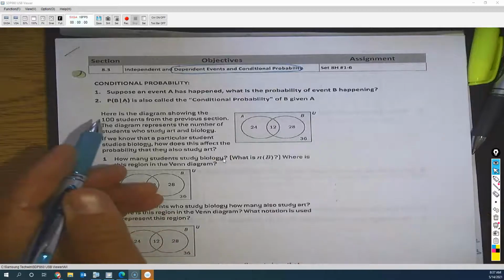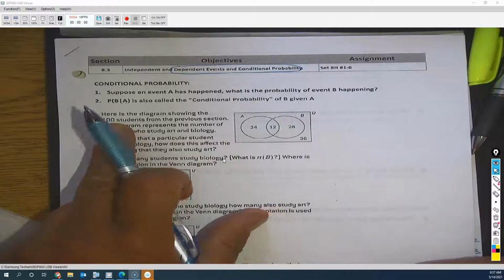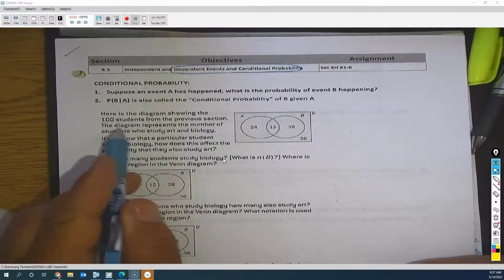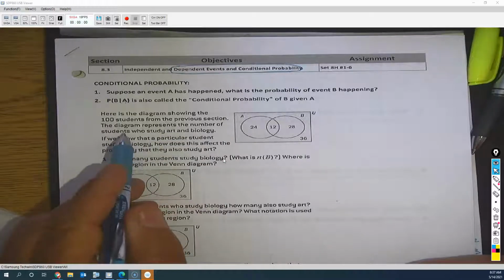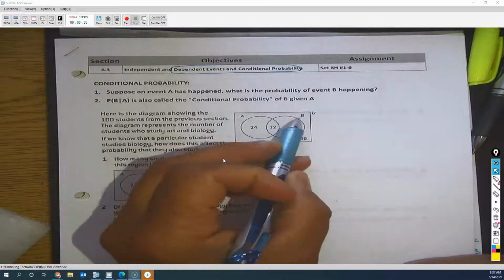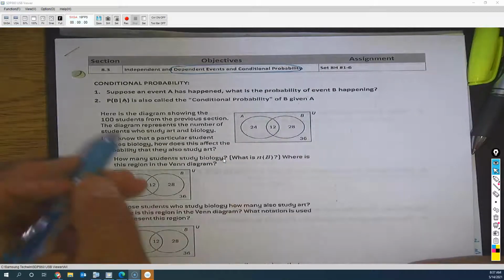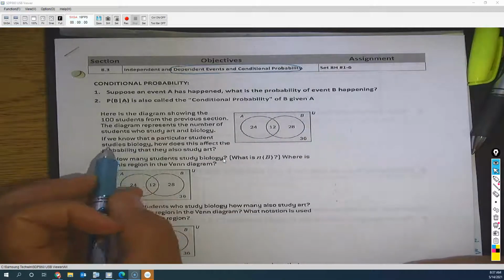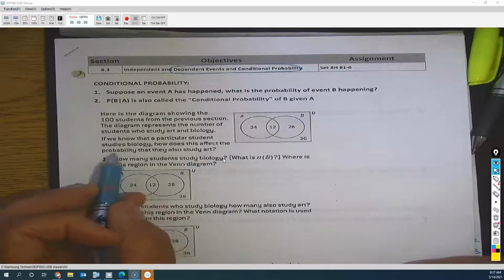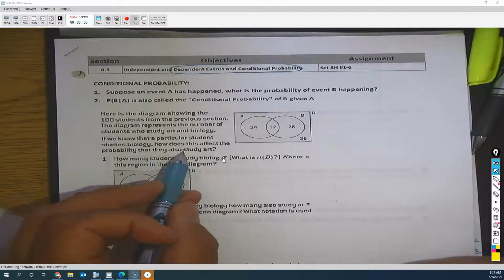All right, so you've got it here. You've got a diagram showing 100 students from a previous section. The diagram represents the number of students who study art and biology. So A is art, B is biology. If we know that a particular student studies biology, how does that affect the probability that they also study art?